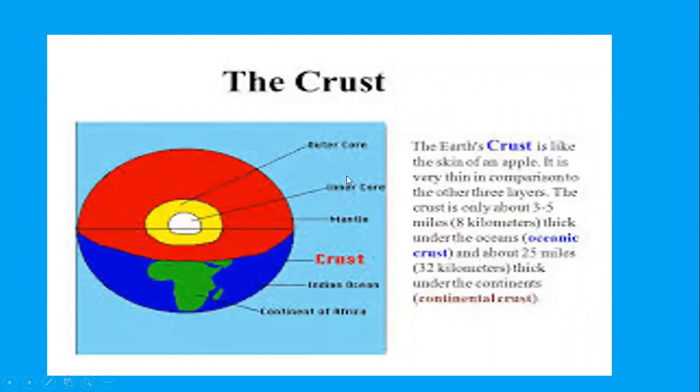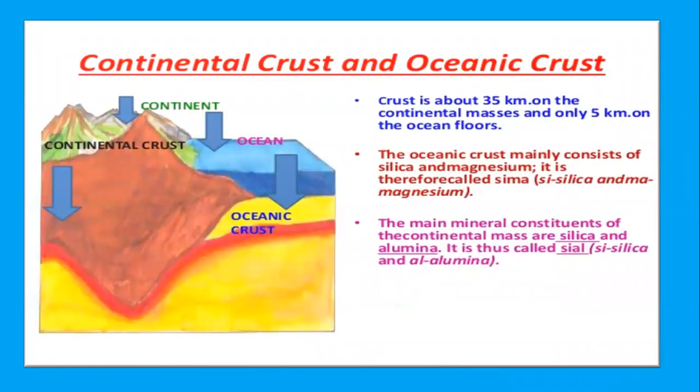The crust is the uppermost layer of the Earth's surface. It is the thinnest among all. It is divided into two groups, continental crust and the oceanic crust. The continental crust goes up to 35 kilometers on the continental mass, whereas the oceanic crust goes up to 5 kilometers on the ocean floor. The continental crust is made up of silica and aluminium, known as Sial, whereas the oceanic crust is made up of silica and magnesium, known as Sima.